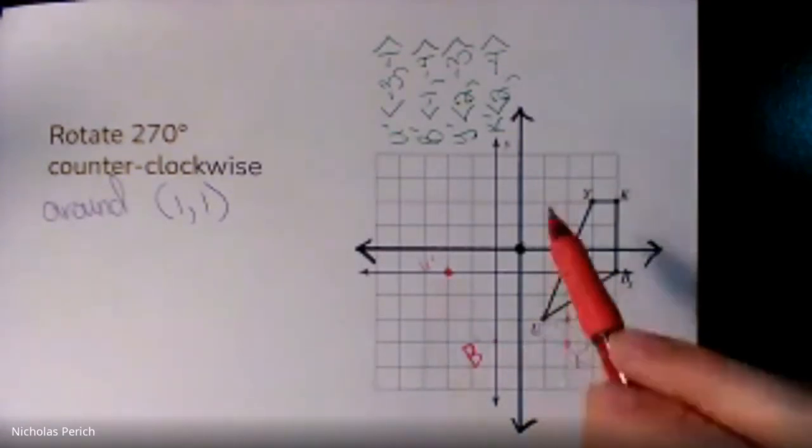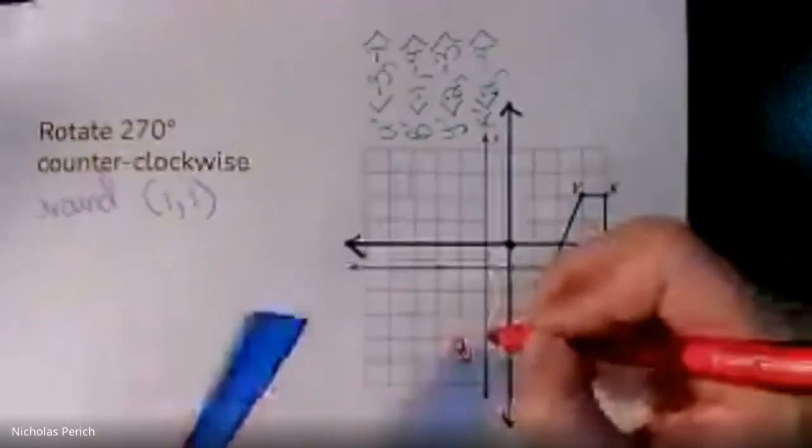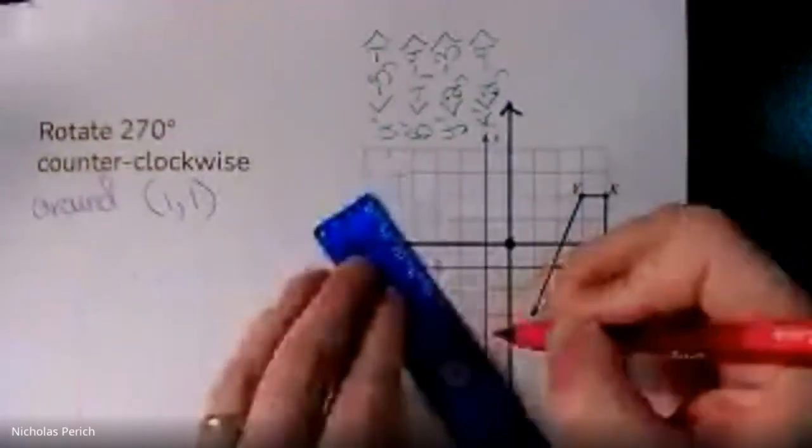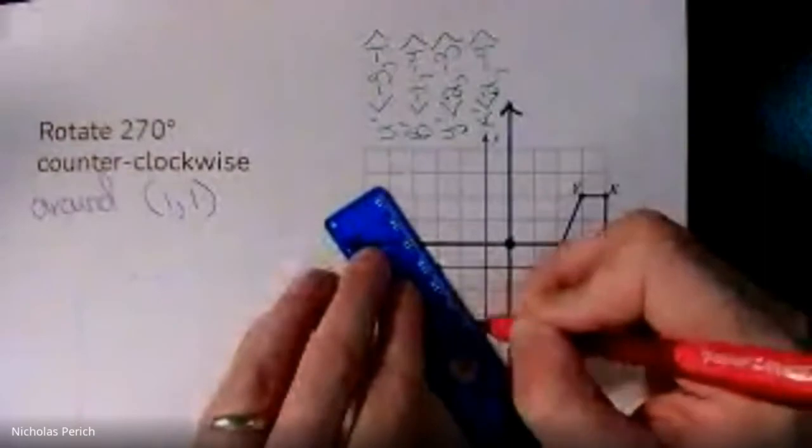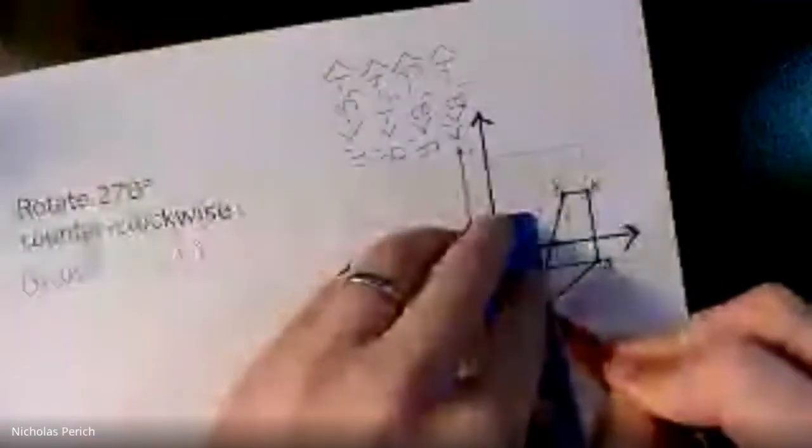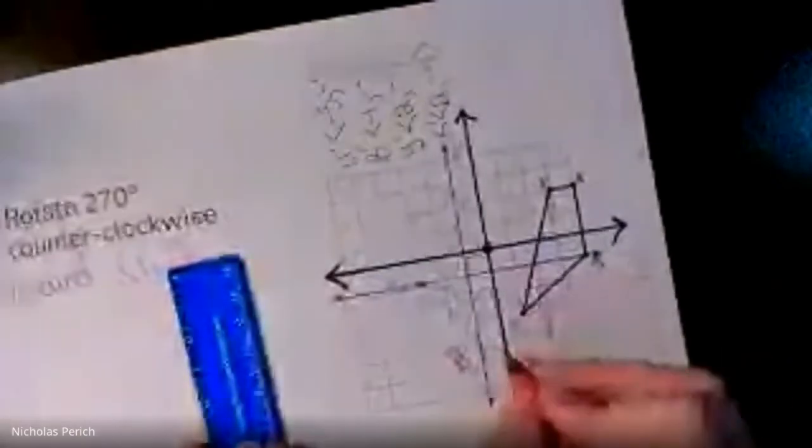B, U, Y, K. So I'm going to go in that order when I connect them. B, U, Y, K. Oh, I wish it was BK.